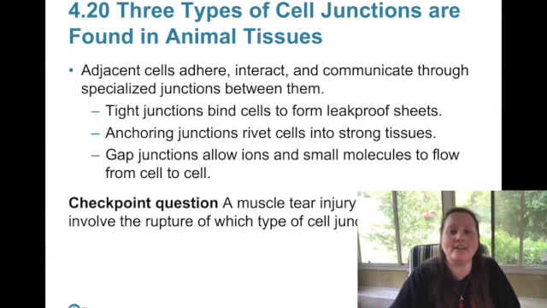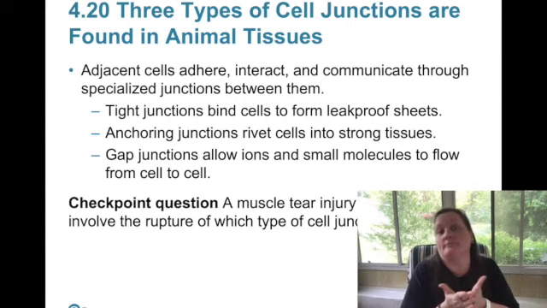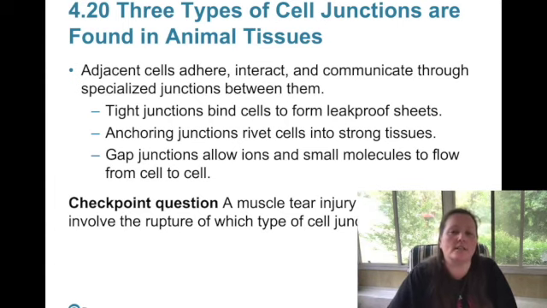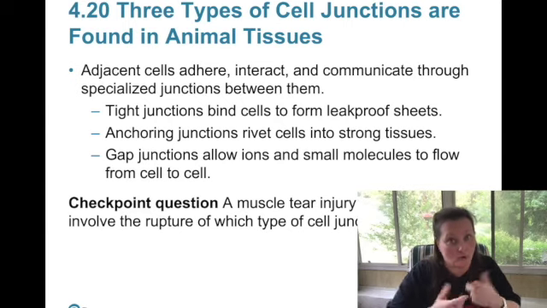Adjacent cells adhere, interact, and communicate through specialized junctions between them. This is one of those few times in science where the words are exactly what they sound like. So, tight junctions bind cells to form leak-proof sheets. So they're tight to keep it from leaking. Anchoring junctions rivet cells into strong tissue, so anchors. And gap junctions allow the ions and small molecules to flow from cell to cell, so they have a small gap. There you go. So, checkpoint question.